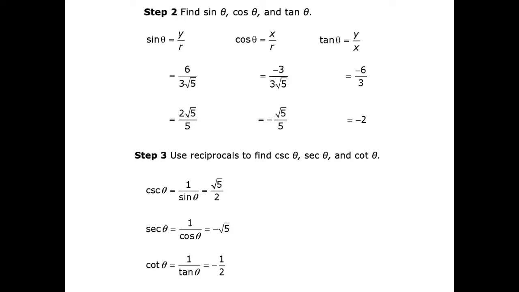Okay, step 2, find your sine, cosine, and tangent. The same as the last example, you'll find those by using your x, y, and r values. And then step 3, use reciprocals to find your cosecant, secant, and cotangent. And again, you'll put 1 over your sine, cosine, and tangent to find those.